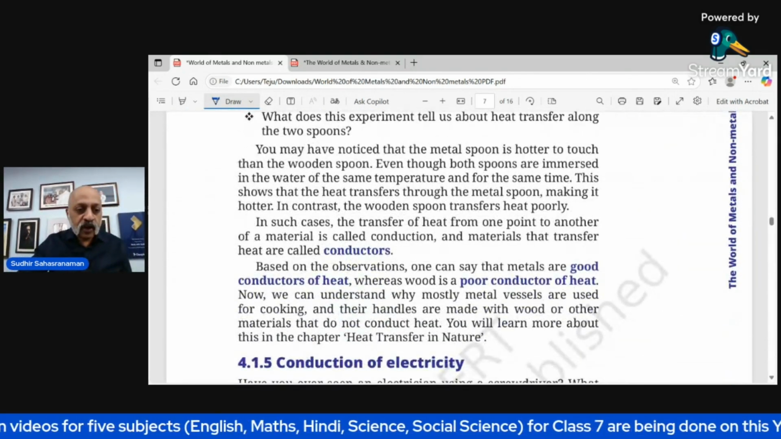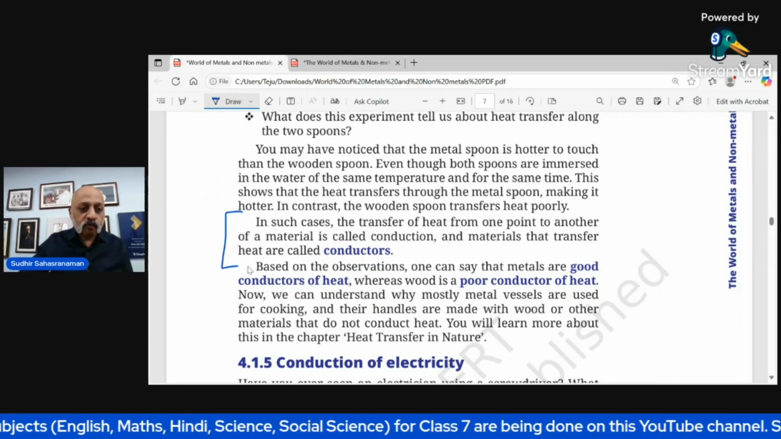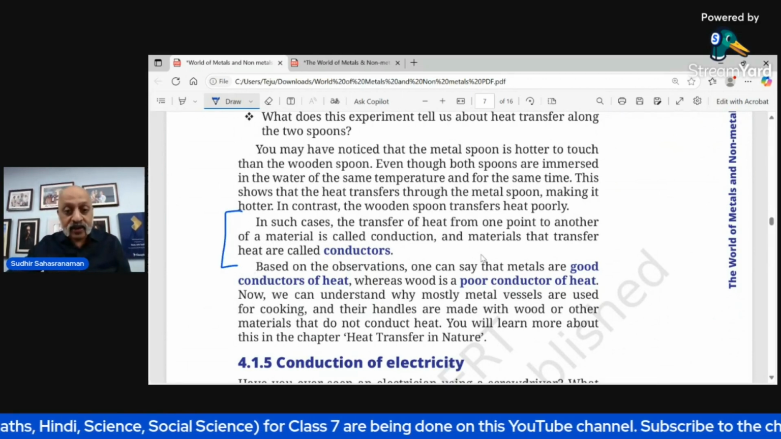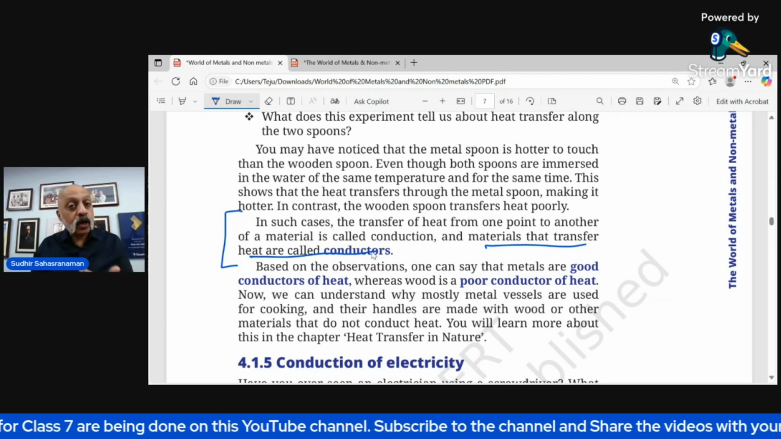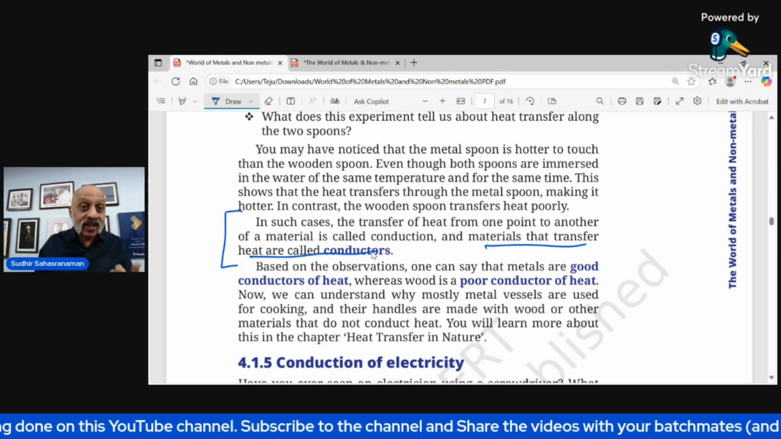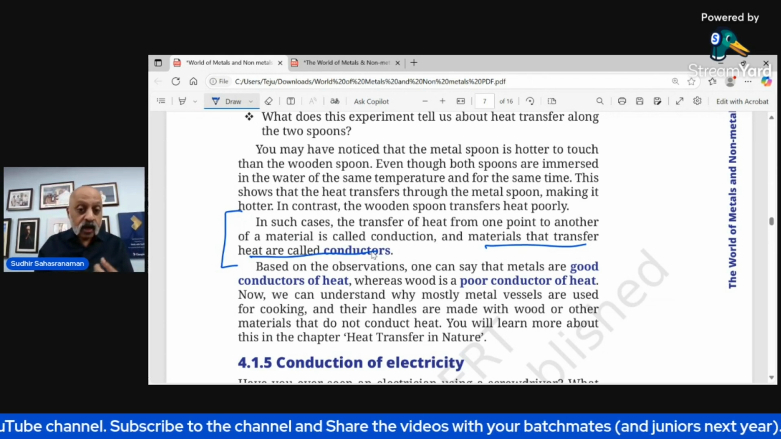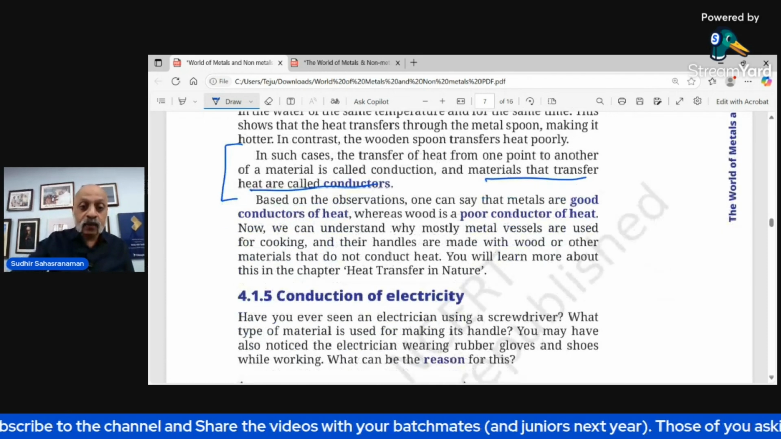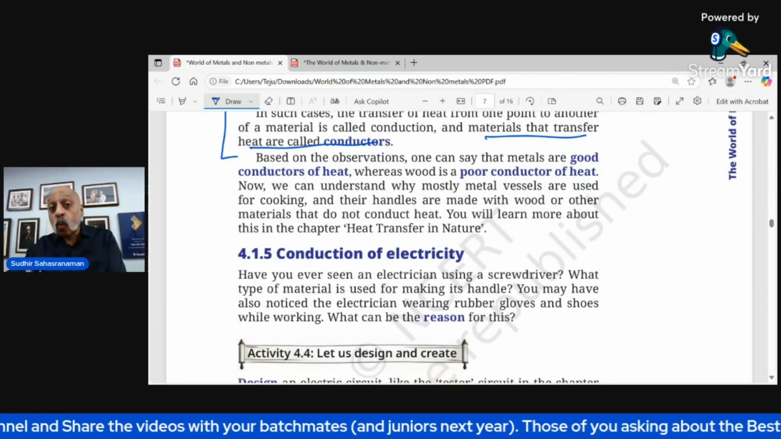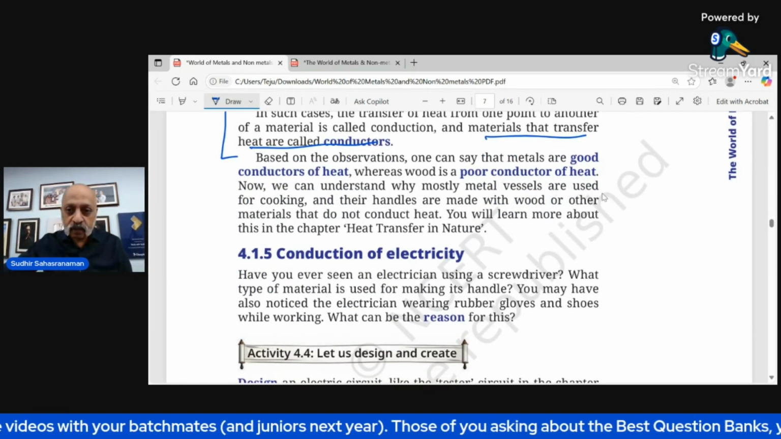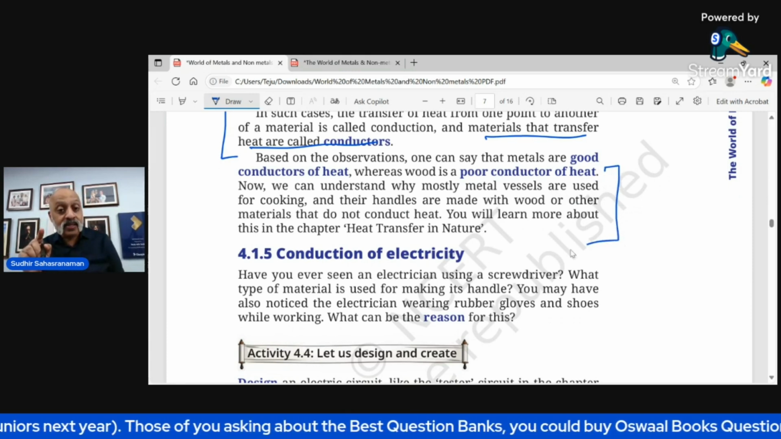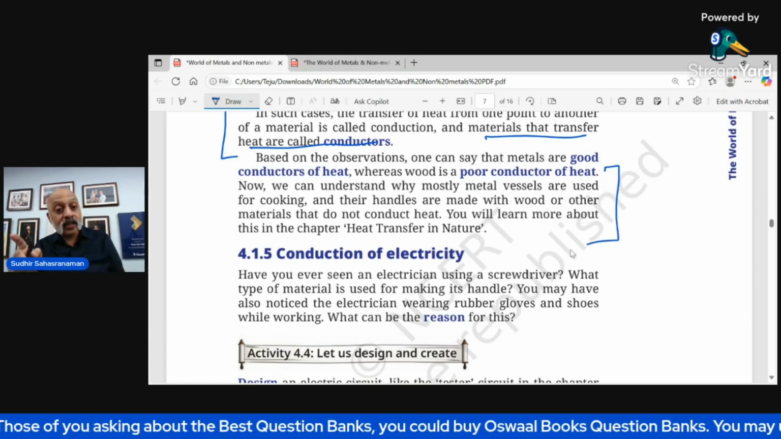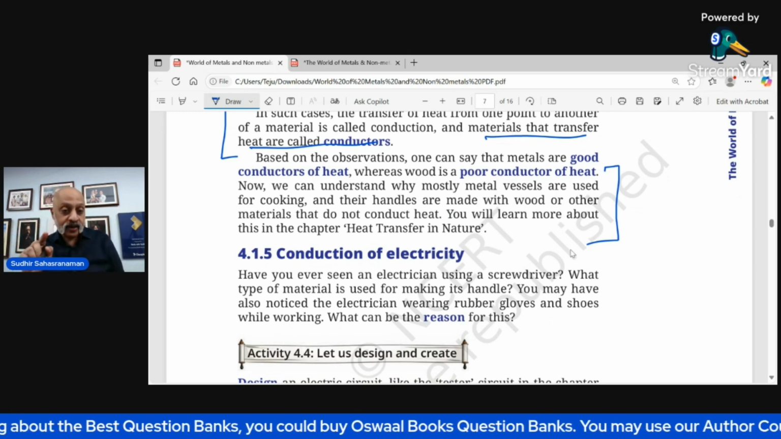So the transfer of heat from one point to another of a material is called conduction, and materials that transfer heat are called conductors. So metals are good conductors of heat, whereas wood is a poor conductor of heat, right? So metal vessels, that's why, and this can be asked as a why question to you in the examination. Now we understand why metal vessels are used for cooking, but their handles are made with wood or other materials that do not conduct heat, right?